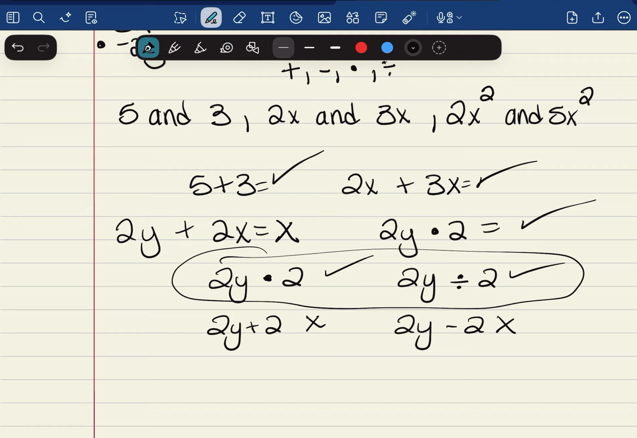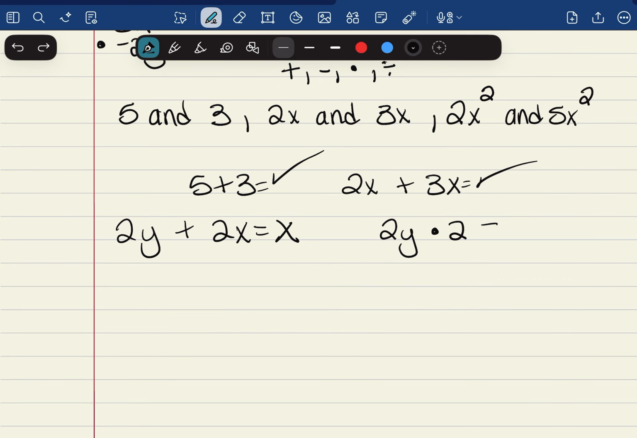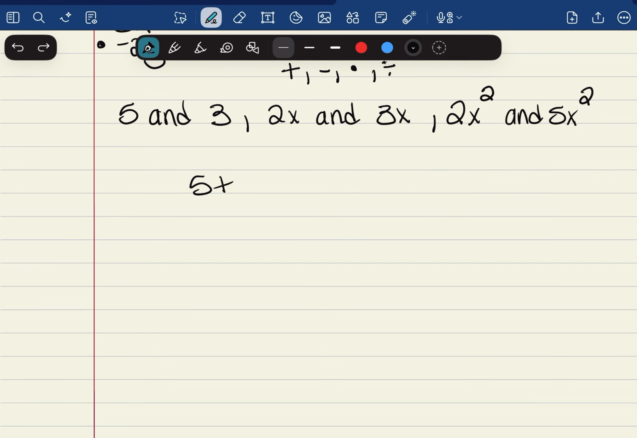So let's keep that in mind. I like to say this rule to remember: if the variable or the exponent is different, the terms are not like terms. Again, if the variable or exponent is different, they are not like terms. I say that over and over in my head, so I know they are not like terms.